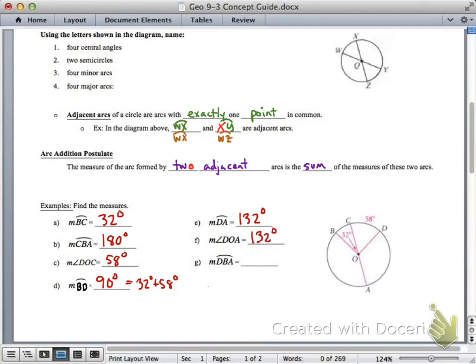And finally here in these examples, the measure of arc DBA, this arc that goes all the way around here, is going to be equal to 58 plus CBA, which we know is equal to 180. So 180 plus 58 is 238 degrees. Now I want you to flip the page and try some of these on your own.